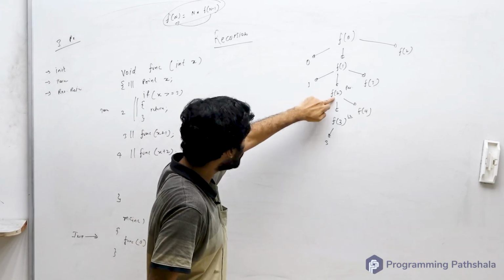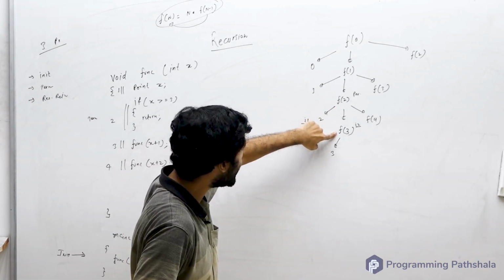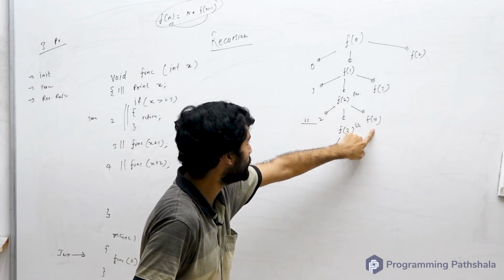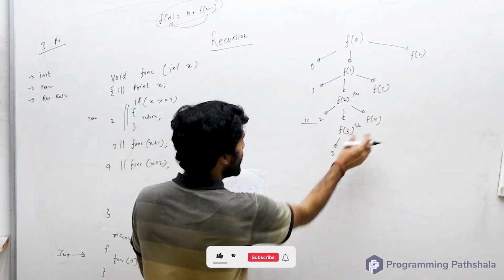Because for f of 2, when f of 3, which was a child, has got over, then what will happen? Control comes here and then this will call f of 4. So the next execution will happen for f of 4.